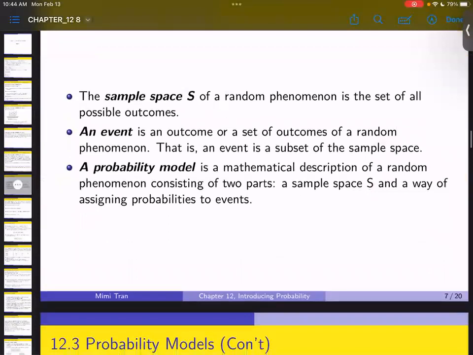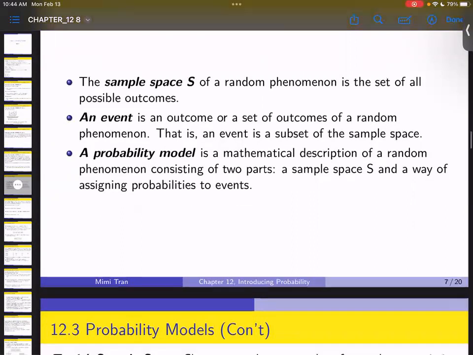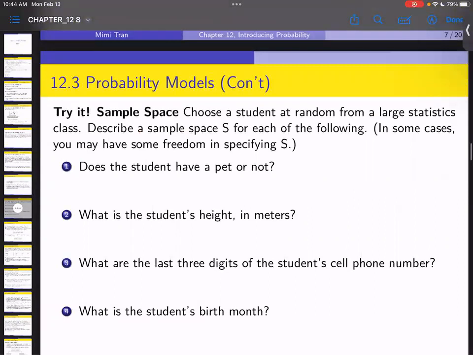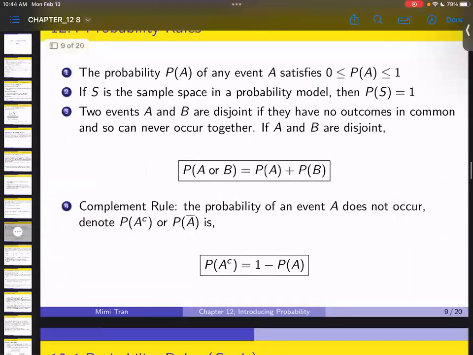An event is a subset of a sample space. So for example, the chance I'm gonna get a head is a subset of the sample space because the sample space contains head and tail. We have some example about sample space. We talk about some very basic rule of the probability.